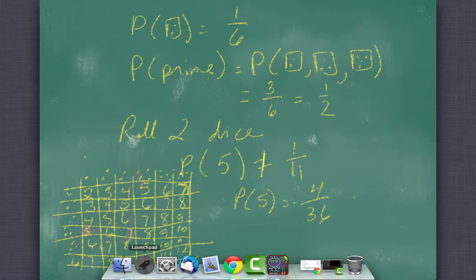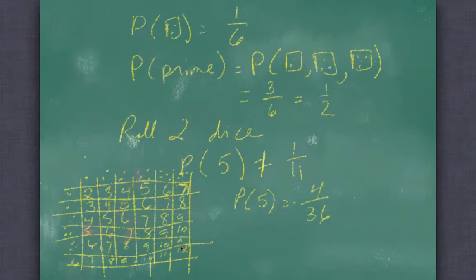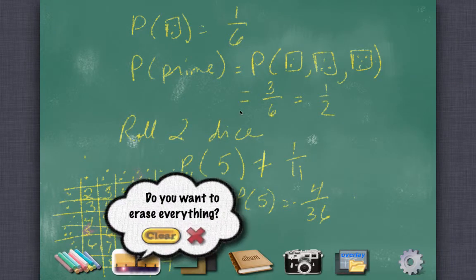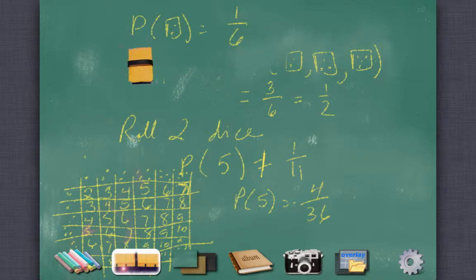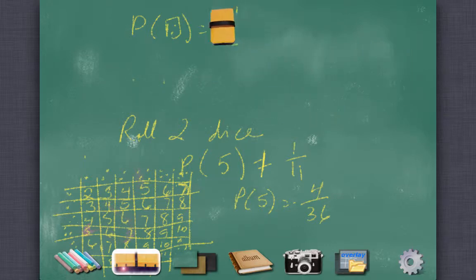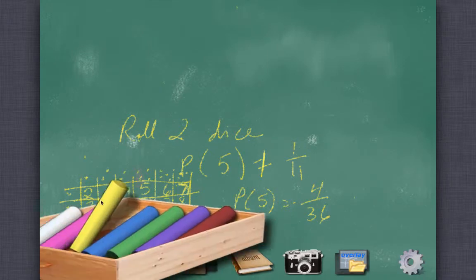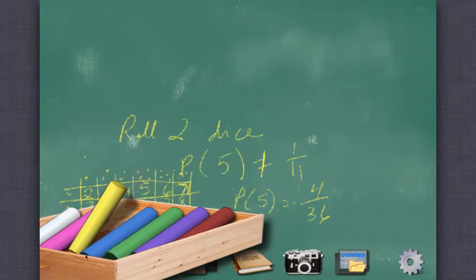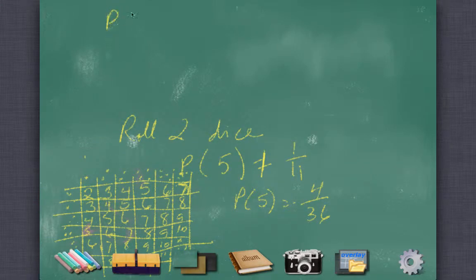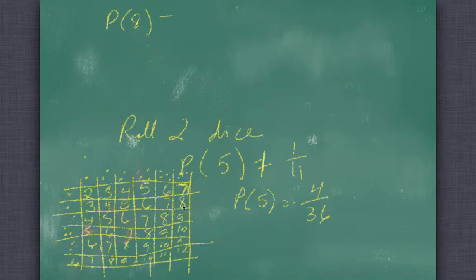If I say the probability of an 8, 1, 2, 3, 4, 5 out of 36. This one I would have reduced.